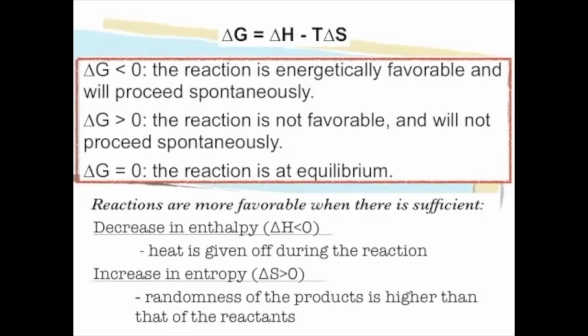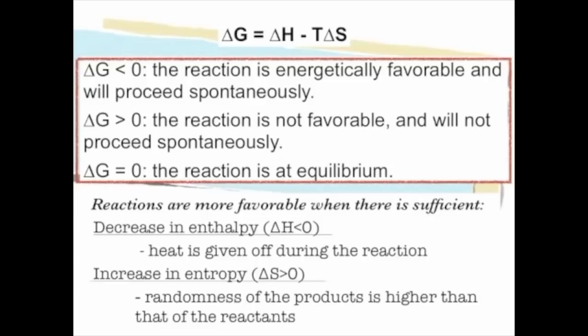In general, reactions are more favorable when there is sufficient decrease in enthalpy, when delta H is less than 0, and when there's an increase in entropy. By plugging values in, you can see that sometimes you can get an increase in enthalpy if the increase in entropy is sufficiently high to counteract this. Also, you can get a decrease in entropy if there's sufficient decrease in enthalpy to cover this. But does this mean that if you decrease the entropy, you're breaking the second law of thermodynamics? No, it doesn't, because this is just looking at the entropy of the system, not of the surroundings.